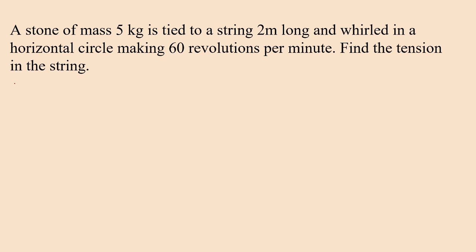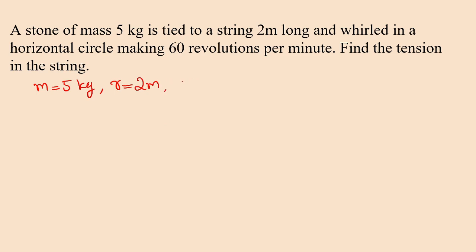First, let us write what are the informations given in the problem. Here, the mass of the stone is m equal to 5 kilogram, and the length of the string, that is the radius of the circular path, is equal to 2 meter. Also, we are given the rotation, that is 60 revolutions per minute.